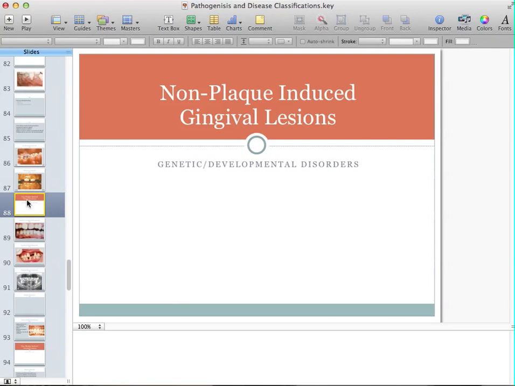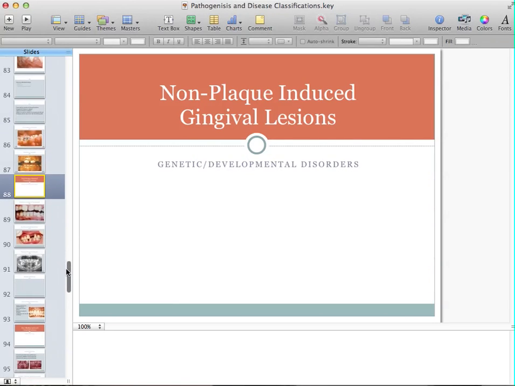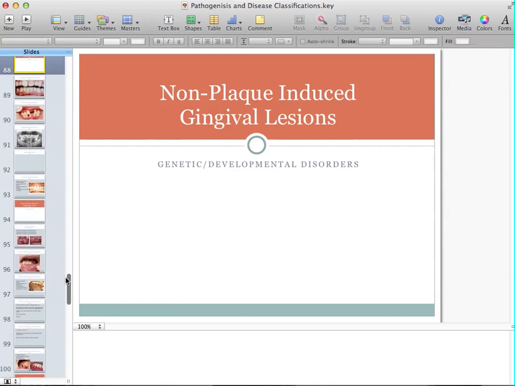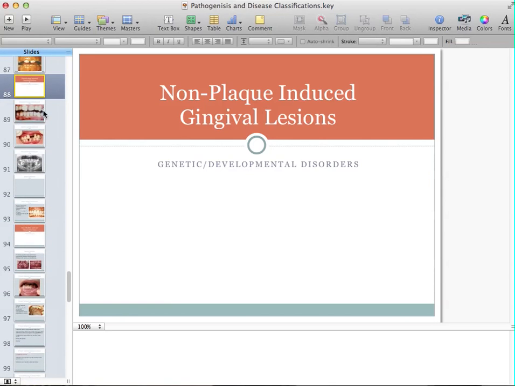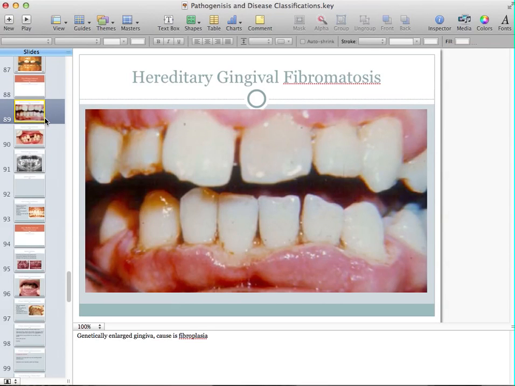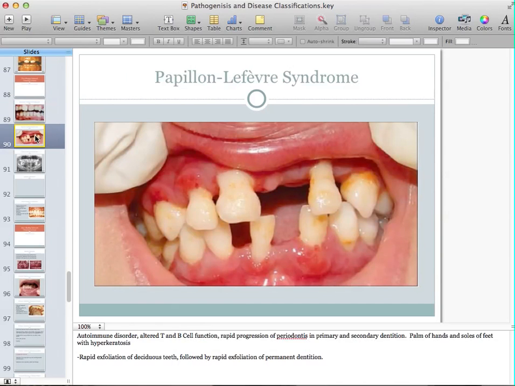phenytoin induced, and now you have non-plaque induced gingival lesions. So remember, you can have plaque induced issues in the gingiva and non-plaque induced. So non-plaque induced is hereditary gingival fibromatosis. This is when you have genetically enlarged gingiva due to fibroplasia. So medication isn't causing this inflammation. Biofilm isn't causing this, it's genetics. Okay?